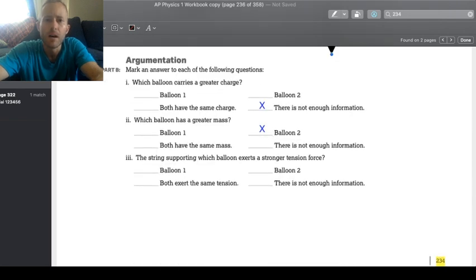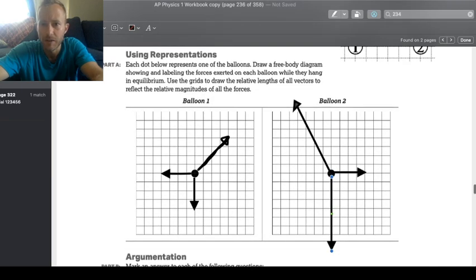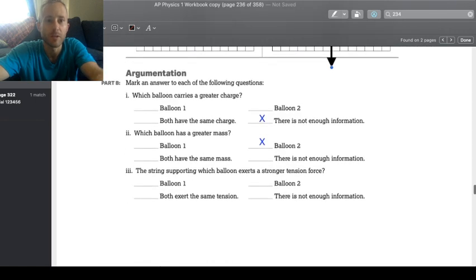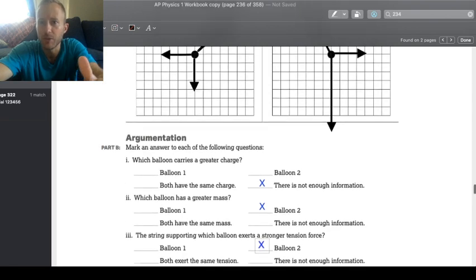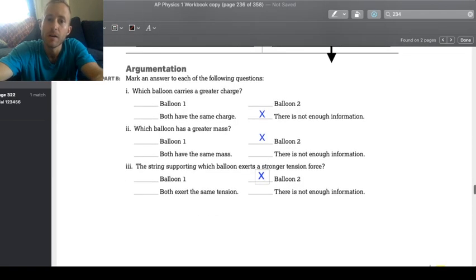Okay. The string supporting which balloon exerts a stronger tension force? Again, we can see based on the free body diagram that the arrow for balloon 2 corresponding to tension is quite a bit longer. So we want to say balloon 2. So the reason, keep in mind that these are 2 different ropes attached to each balloon, so they can each have a different tension. Okay?